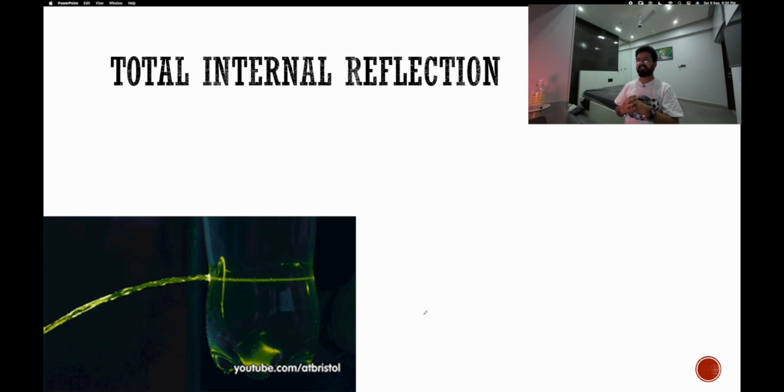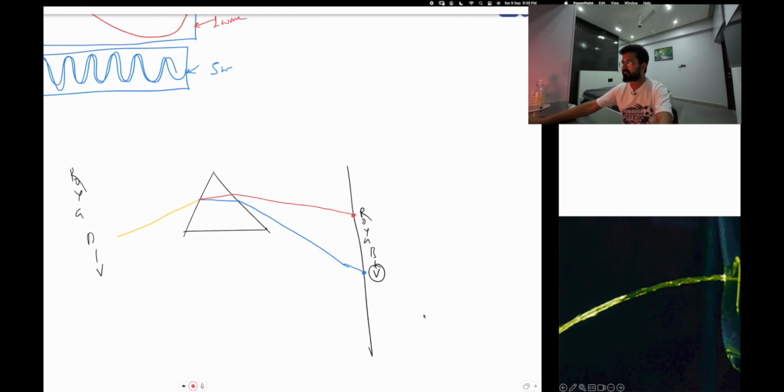Now let's talk about the next concept, that is total internal reflection. Okay, for that I'm going to use a simulation here.